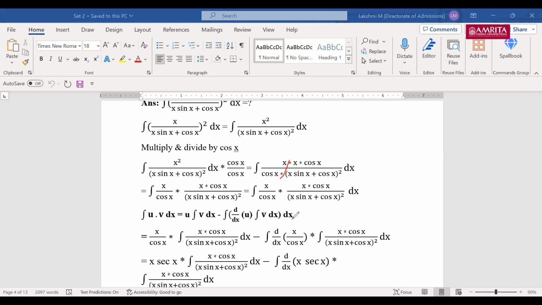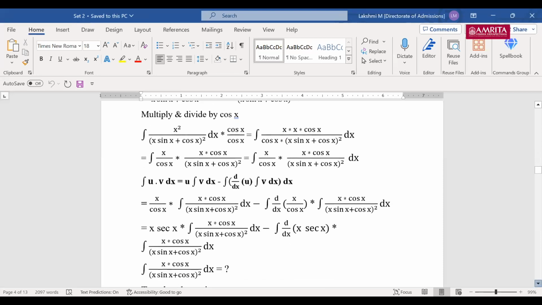You can apply the formula that you have studied: first into integral of second function minus integral of d/dx of first function into integral of second function. You can use that formula, but there is a part where you need to find the integration of x cos x by (x sin x plus cos x) the whole square dx. You need to be careful when you are solving this part. The rest is easy because it's x by cos x only that you can solve. So just start doing it.